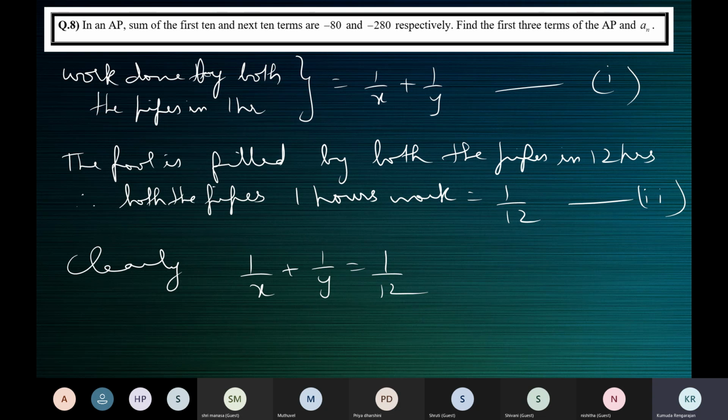The pool is filled in 12 hours by both the pipes. So both the pipes' 1 hour's work will be 1 by 12. So 1 and 2 are equal. Both represent both the pipes' 1 hour's work. So 1 by x plus 1 by y is equal to 1 by 12 is the first equation.